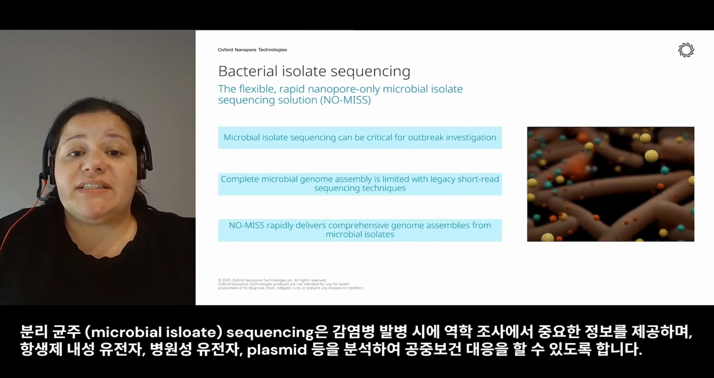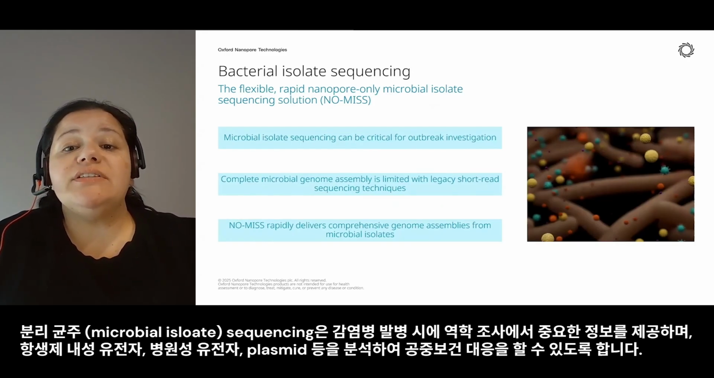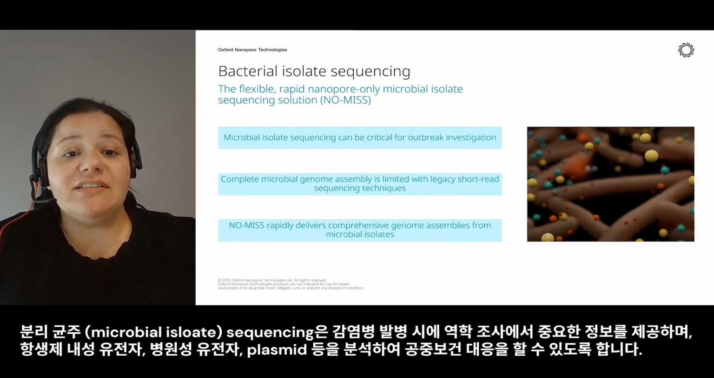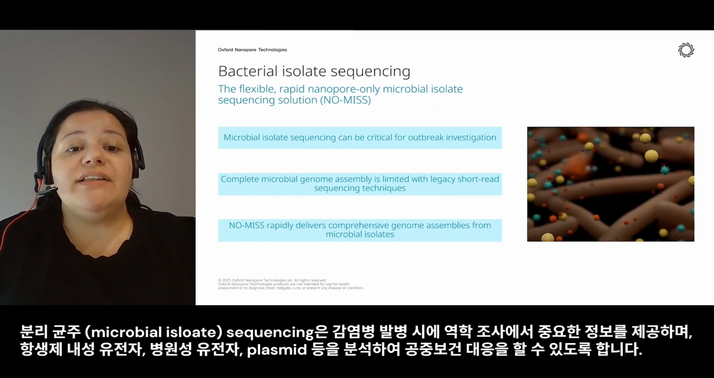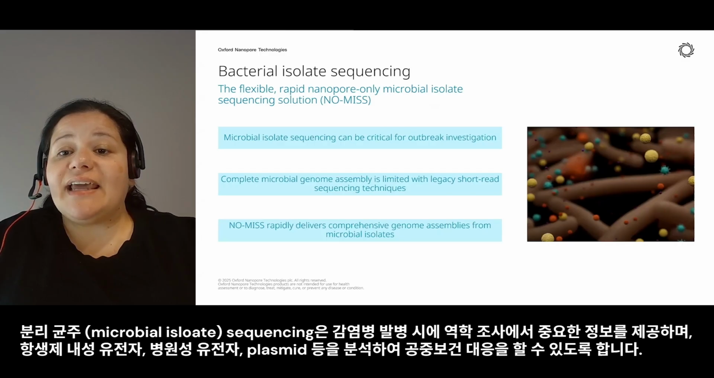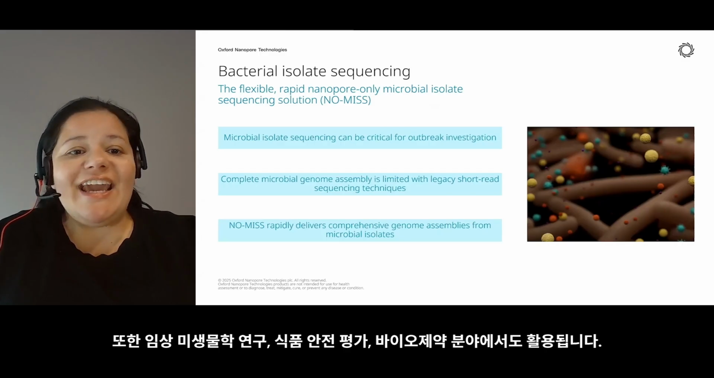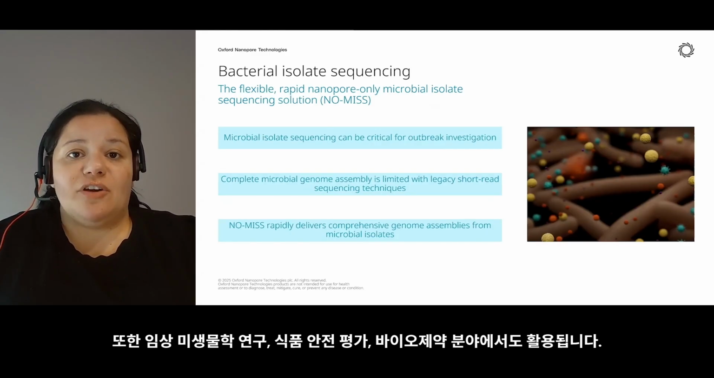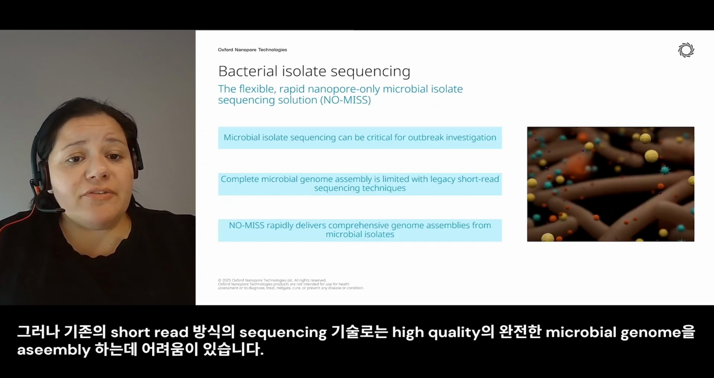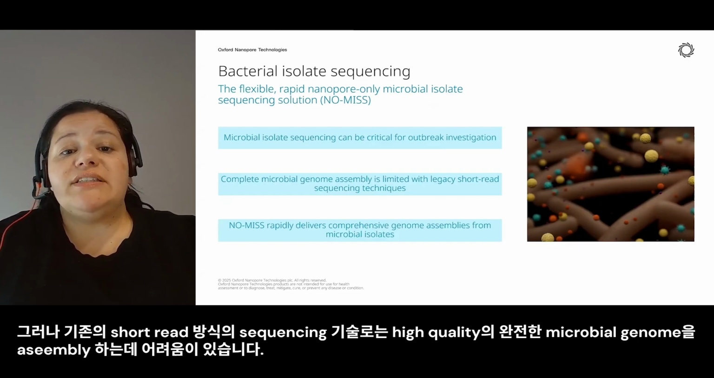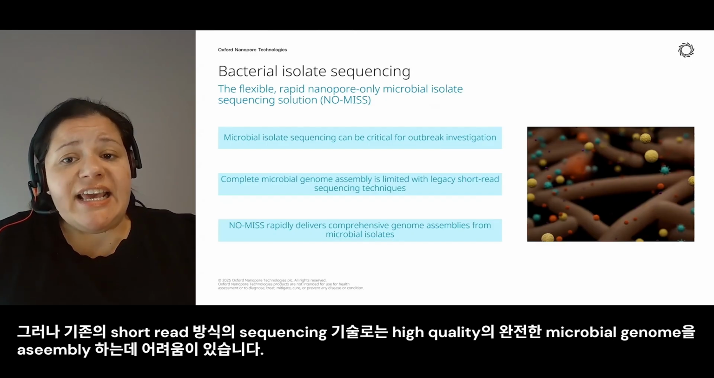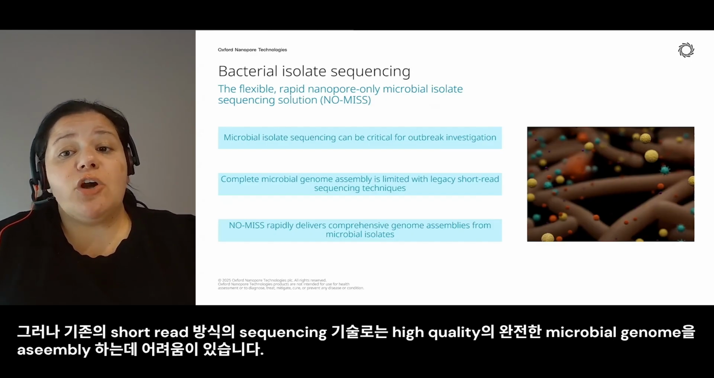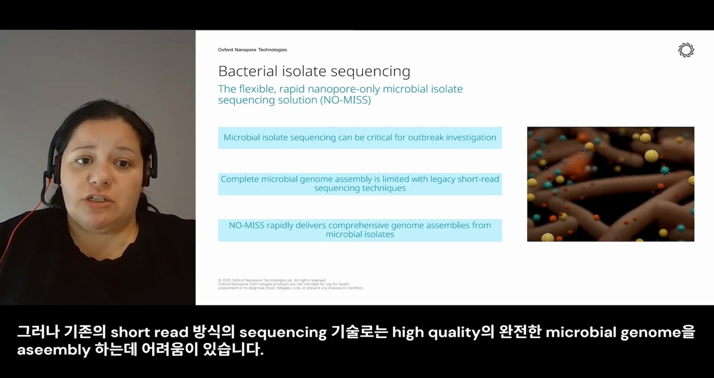Microbial isolate sequencing is a technique that provides important information for outbreak investigations, enabling characterization of antimicrobial resistance genes, virulence genes, and plasmids that can inform public health measures. It's also used in clinical microbiology research, food safety, and biopharma applications. However, if legacy short read sequencing technology is used for this, it is challenging to reconstruct complete high-quality microbial genomes.